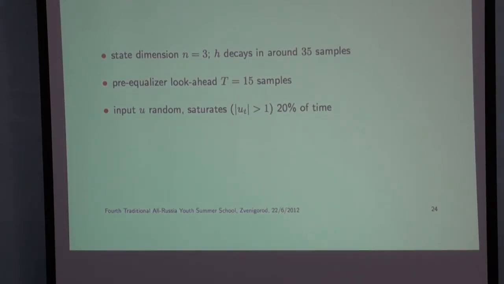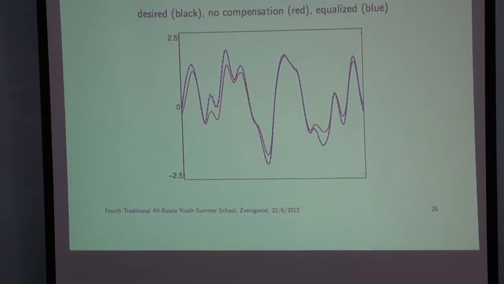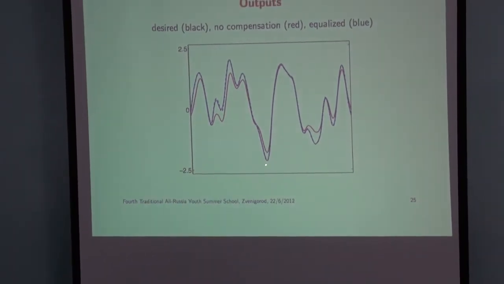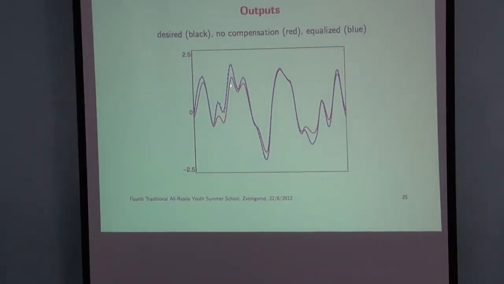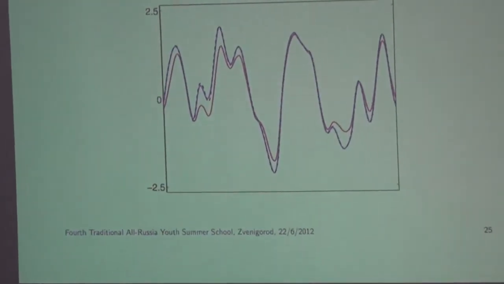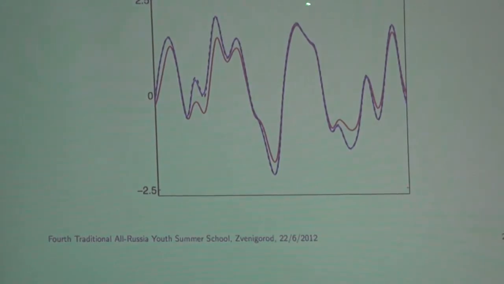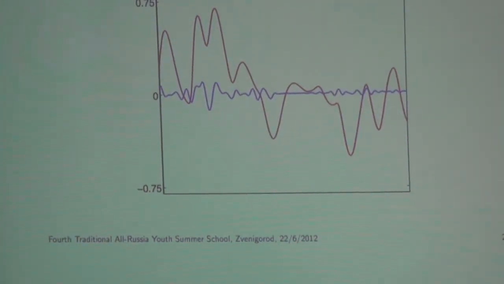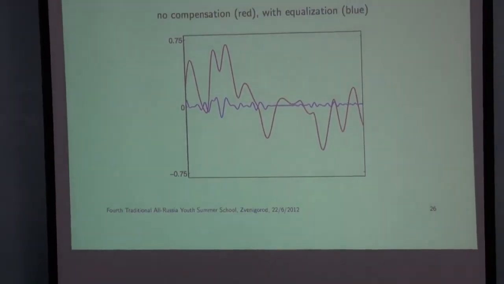So here's what happens. You can't see it because it's covered, but there's a dashed black signal, and that's the desired reference output. The equalized one is the blue, and it's right on top of it. And the red is what happens if you have no compensation. Okay? And it's actually quite interesting what it does. Well, here are the errors. And so the point of this is just to say, whatever this is doing, it's doing something and it's good. Right? It's better than you could possibly do.